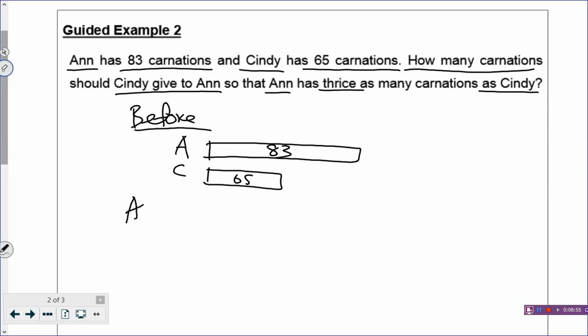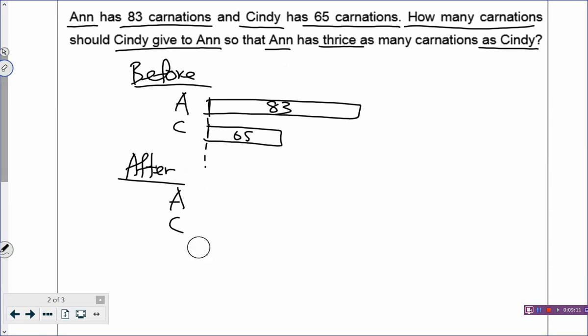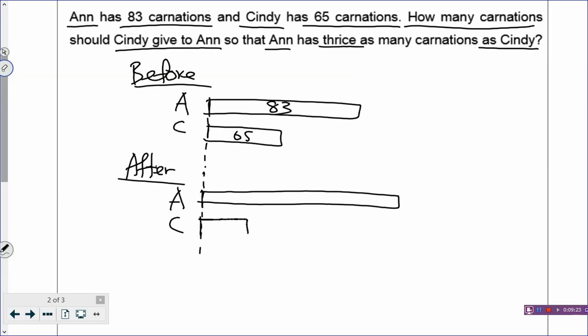So how are we going to draw the after? Cindy is going to give to Anne, which means that Cindy is going to have less, right? Anne is going to have more. Agree? So you're going to draw the rectangle for Anne, which is longer than before. Let me draw the dotted line. That's where we start to draw the rectangles. So Anne now has longer than before. Agree? And Cindy will now have less than before.